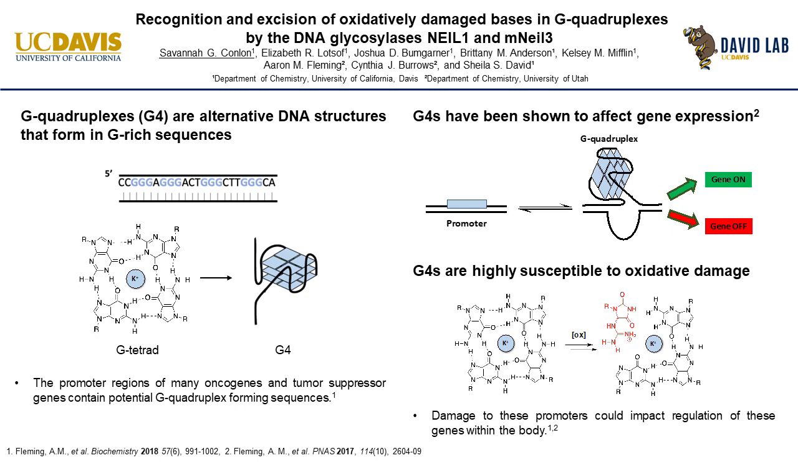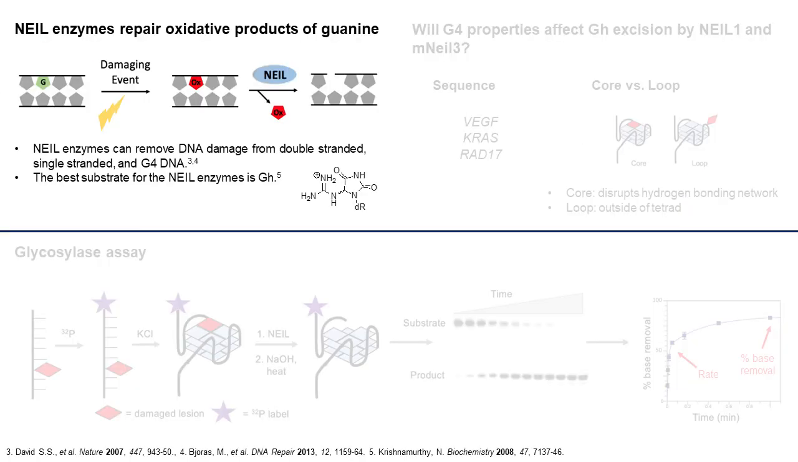Interestingly, the NEIL enzymes can repair oxidative products of guanine, and they can remove these damages from double-stranded, single-stranded, and G4 contexts. NEIL's best-known substrate is guanidinohydantoin, or GH, as I'm showing here. However, there is very little information known about the repair capabilities of NEIL in G4 settings, and my project aims to determine if various G4 properties will affect removal of GH by NEIL1 and NEIL3.